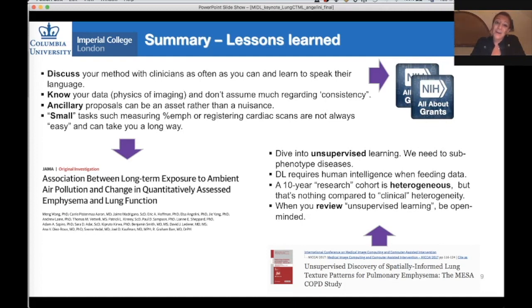And finally, I'll take this opportunity to ask reviewers in the audience that when you review unsupervised learning, be open-minded, because again, this is really challenging and this is really difficult. We were lucky to have a fantastic cohort of data to do this kind of work, but not everybody has access to such data, and they are still, I think, very valuable unsupervised learning strategies to investigate.